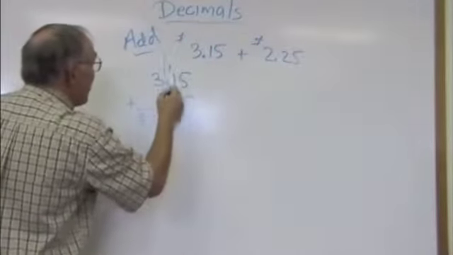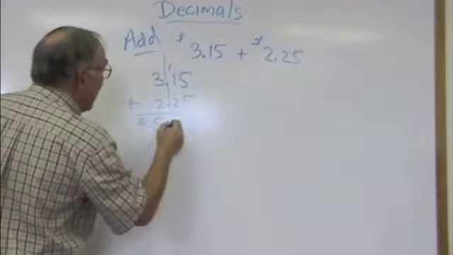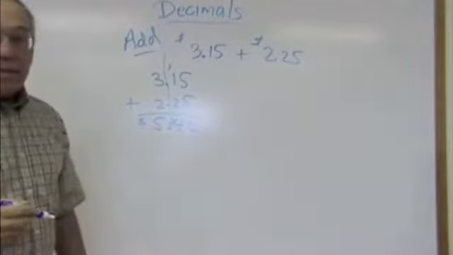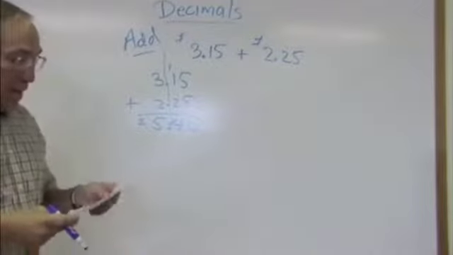So the rule for adding decimals is you just line your numbers up so the decimal points are in a straight line, and then bring that decimal point down into the answer. Line up the decimal points and put them in a straight line.